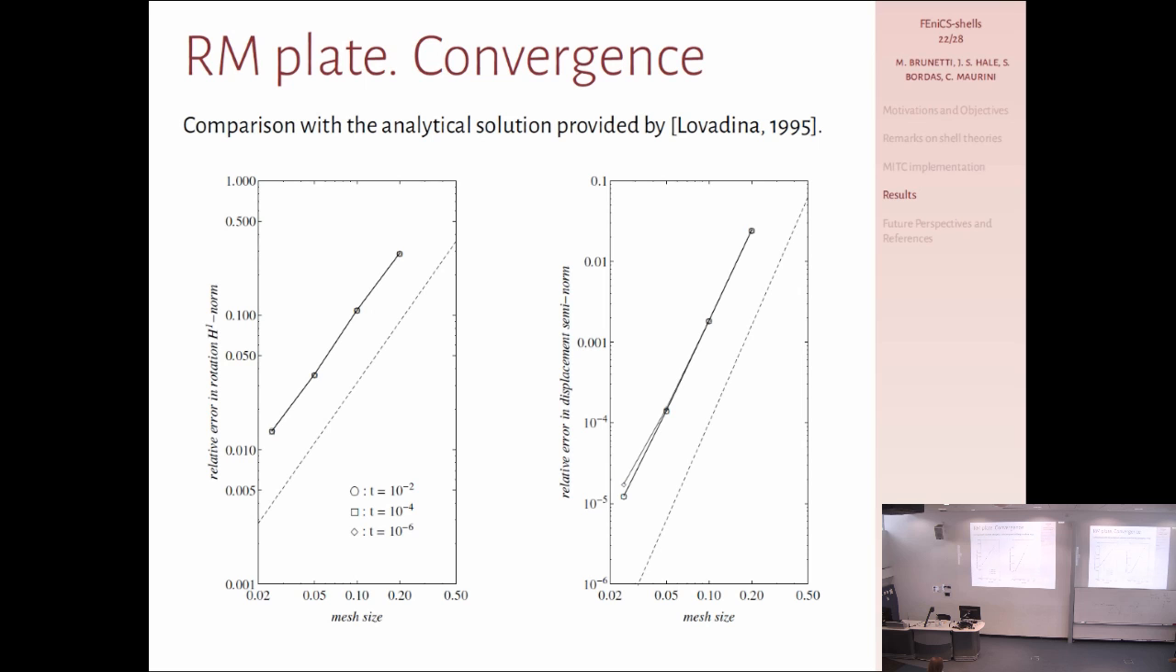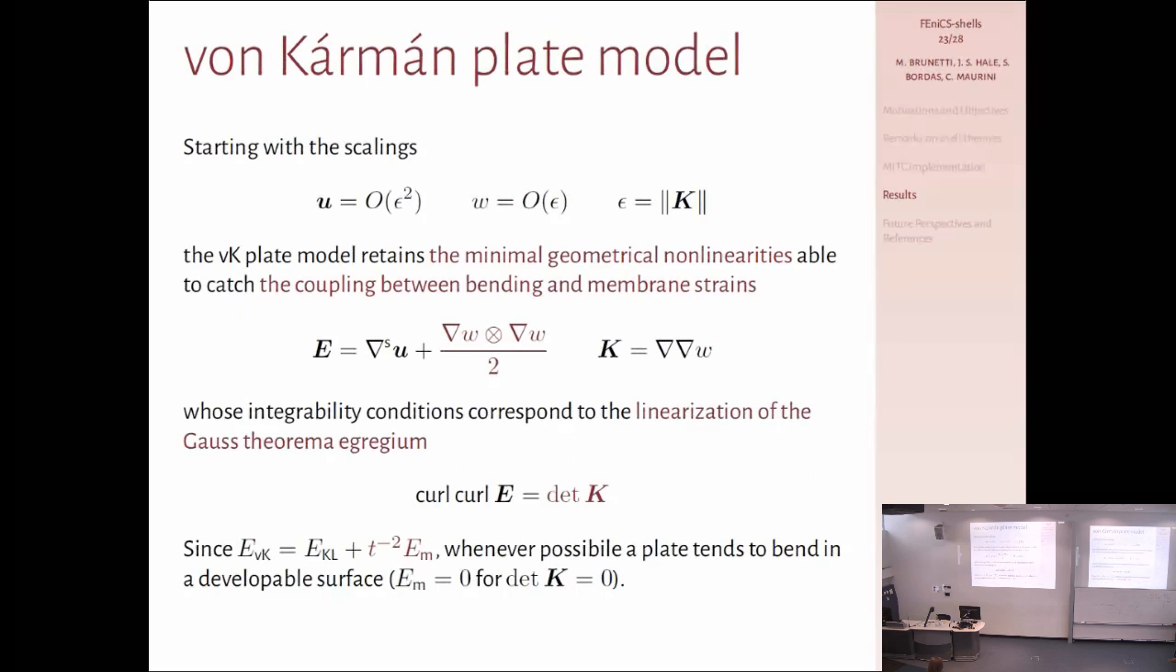And we turn now to the nonlinear model. So this is our locking curve, and this is our first nonlinear model in our project. This is the von Karman plate model, which is widely used in many applications. And we start with the scalings for epsilon being some norm of the curvature.